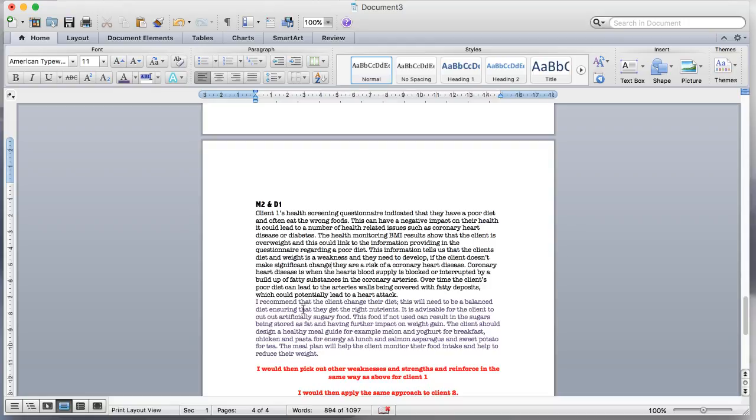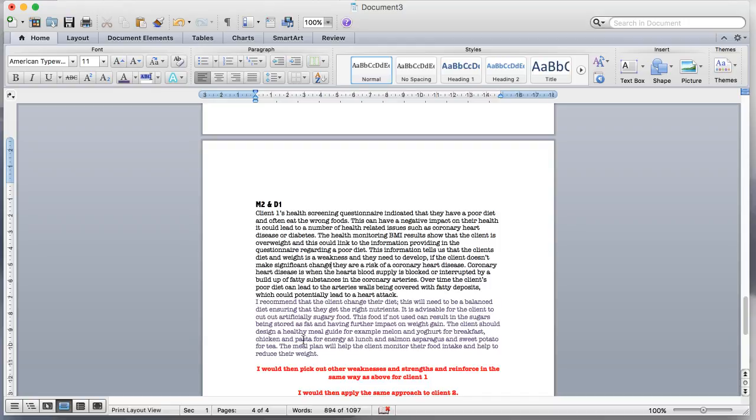I've then gone on to recommend what I would do with the client. So I recommend that the client change their diet. This will need to be a balanced diet, ensuring they get the right nutrients. It is advisable for the client to cut out artificial sugary foods. This food, if not used, and what I mean by used is if it's not worked off, can result in the sugars being stored as fats and having further impact on the weight gain.